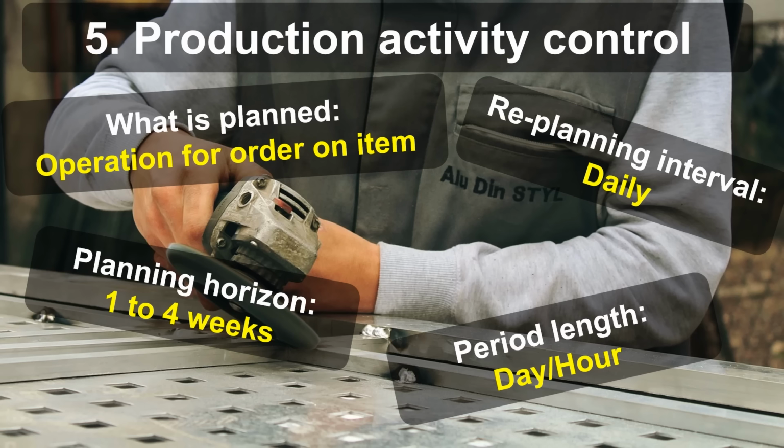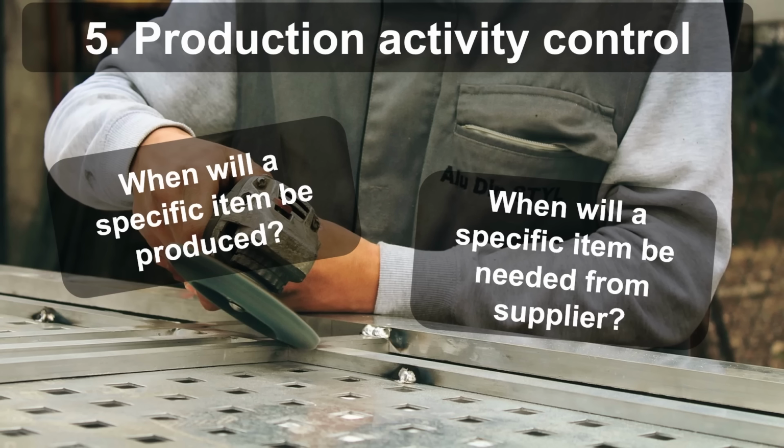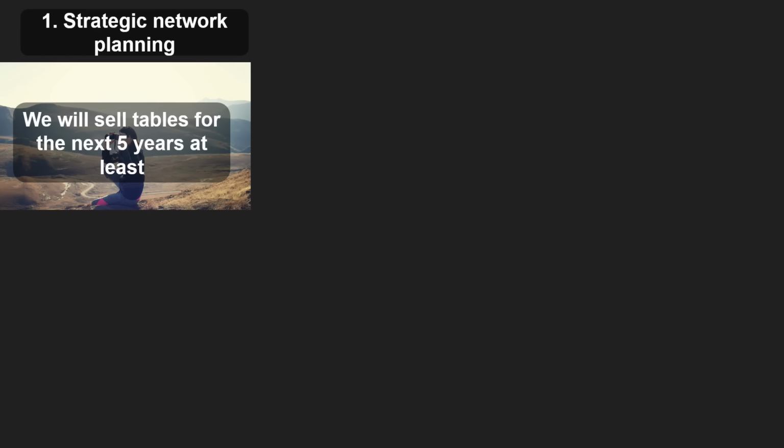So the period length can go down to days or hours, or even lower than that if it's a very detailed type of operation. So here we will look into when will a specific item be produced, and when will a specific item be needed to arrive from a sub-supplier, for instance. So we have an example here from the furniture industry.